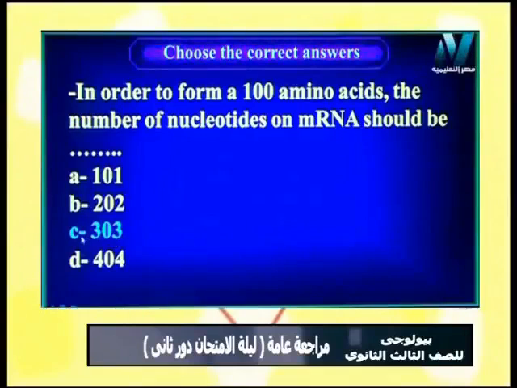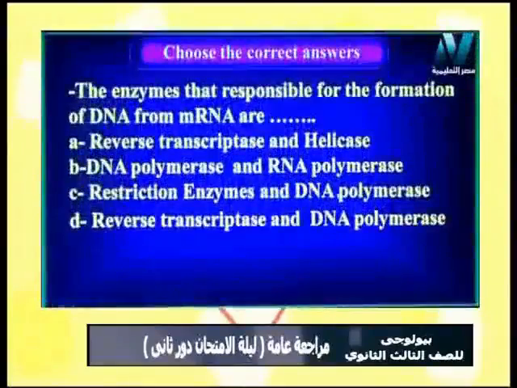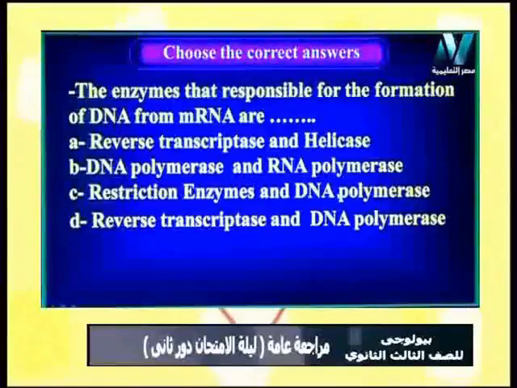Why 303? Because each of the 100 amino acids is represented by 3 successive nucleotides, so the 100 amino acids can be represented by 300 nucleotides, and 3 nucleotides act as a stop codon. So the right answer is 303.